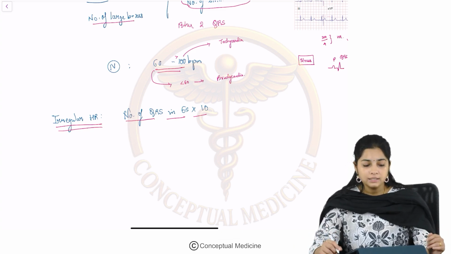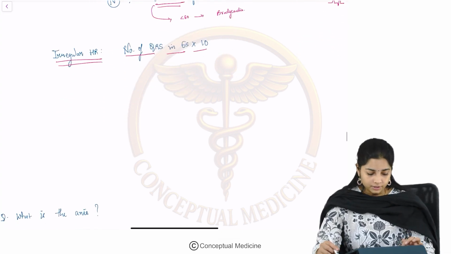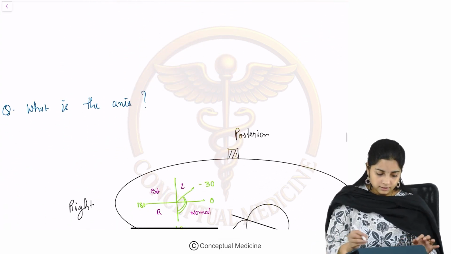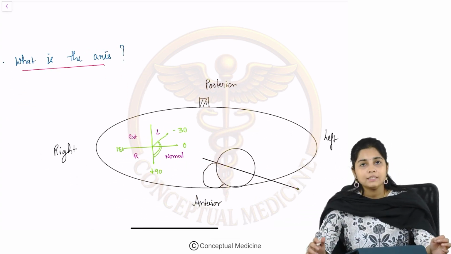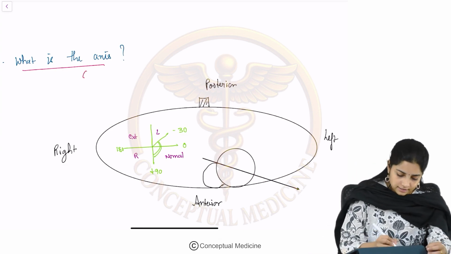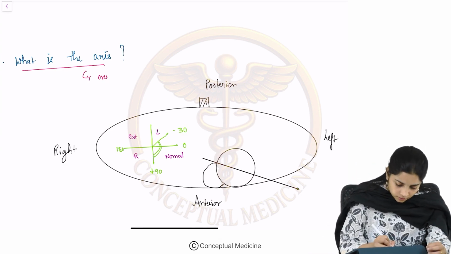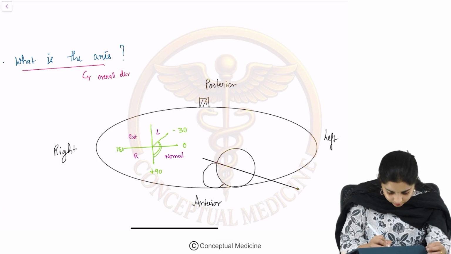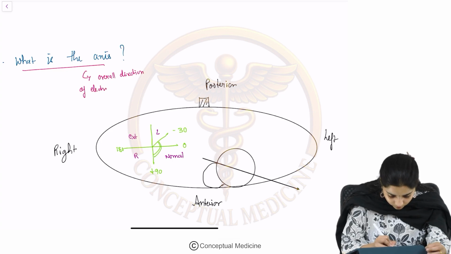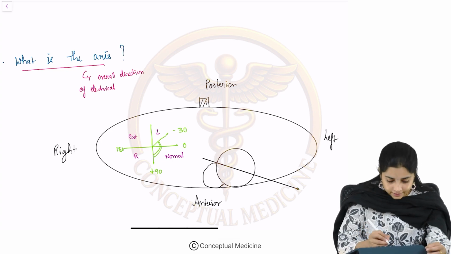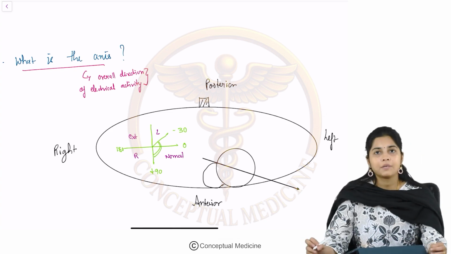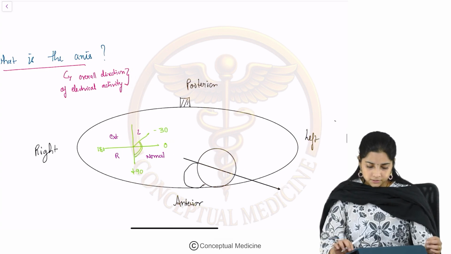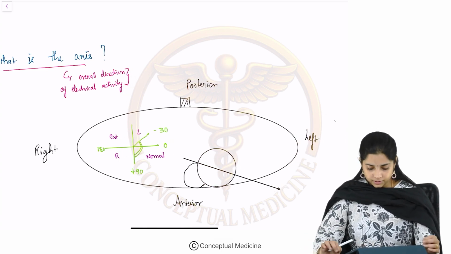Now let us understand the next portion, which is very important, is your axis of the ECG. So what do you mean by the axis of the ECG? Axis basically means the overall direction of the electrical activity of the heart. So, the overall direction of the electrical activity of the heart is denoted by the axis of the ECG. So, let us understand this with the help of this line diagram.